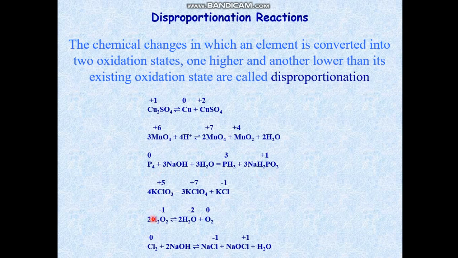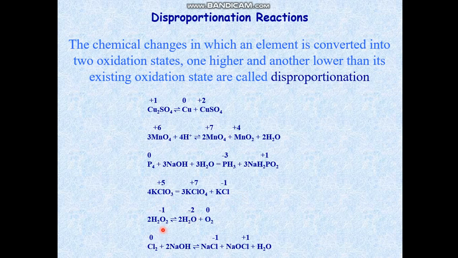Next example, decomposition of potassium chlorate. When potassium chlorate decomposes, it forms potassium perchlorate and potassium chloride. In potassium chlorate, the existing compound, the oxidation number of chlorine is +5. When it is converted into potassium perchlorate, the oxidation number of chlorine increases by 2 and becomes +7. On the other hand, when it becomes potassium chloride, chlorine is getting reduced, and its oxidation number decreases by 6, from +5 to -1.